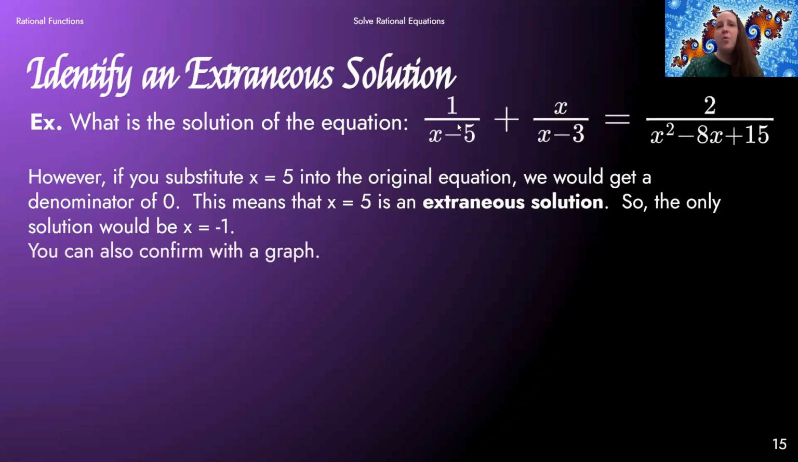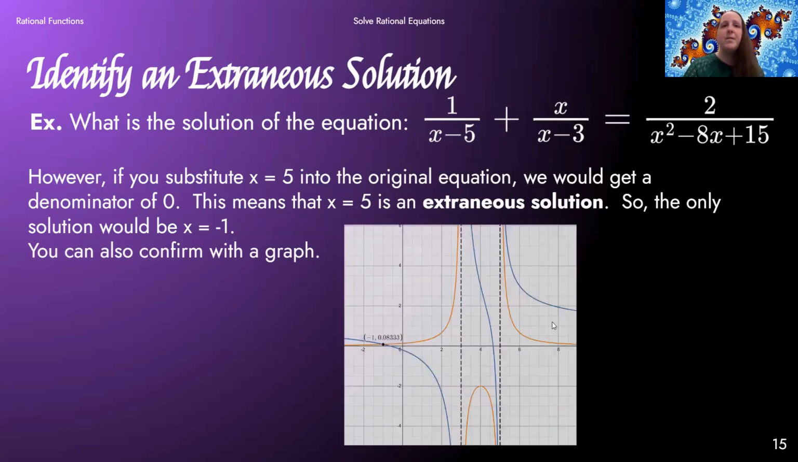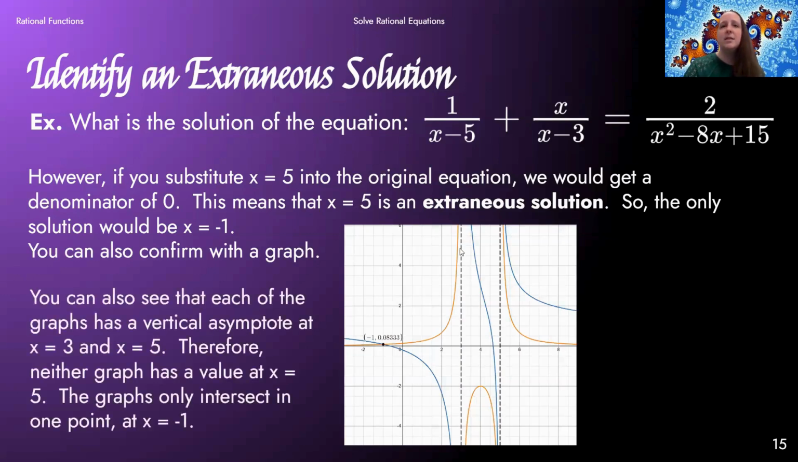So if I were to graph 1 over x minus 5 plus x over x minus 3, and then 2 over x squared minus 8x plus 15. Okay, we'll get a graph that looks like this. Okay, so we can see that x equals 3 and x equals 5. They're both vertical asymptotes for both of my equations. Okay, so therefore neither graph has a value at x equals 5 since that is one of my vertical asymptotes. The graph only intersects in one point, and that's at x equals -1.